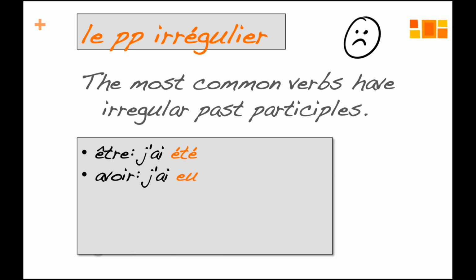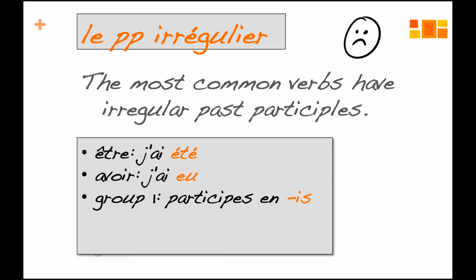Être has j'ai été as your passé composé, and été is the past participle of être. And avoir, to have, has j'ai eu as the passé composé. I have had, I've had, and your eu here, that's the pronunciation, is your participe passé of avoir. Être, j'ai été, avoir, j'ai eu.